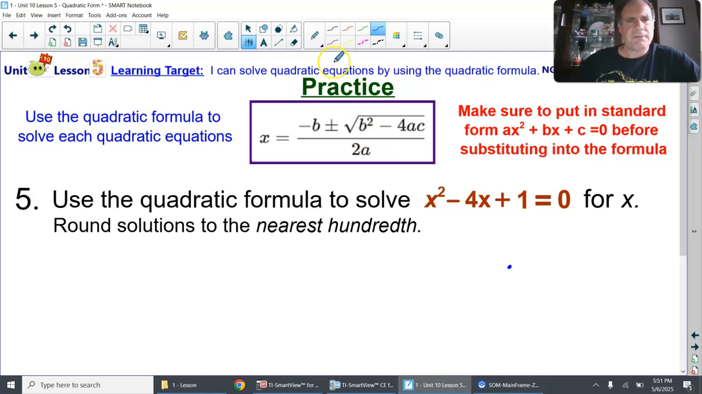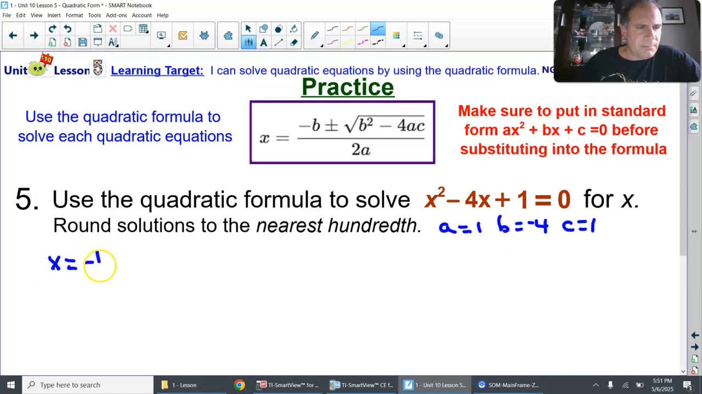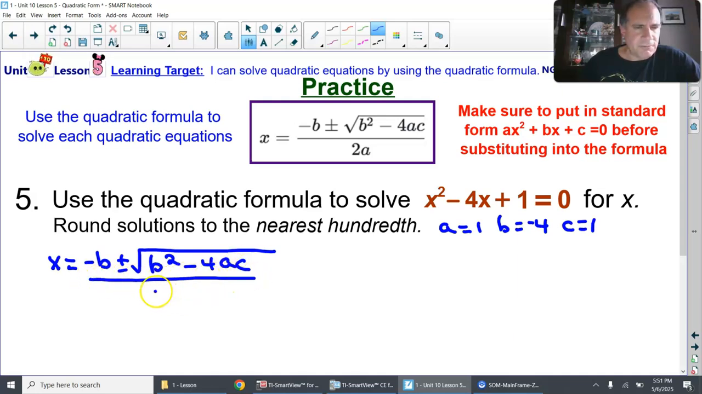So we're going to solve for x here, and we're going to round it to the nearest hundredth. We're going to put a equals 1, b equals -4, and c equals 1. I'm going to go all the way over here, put -b plus or minus square root of b squared minus 4ac all over 2a.